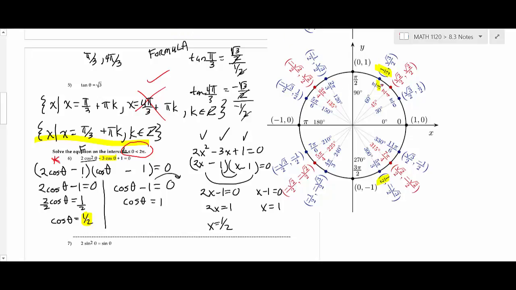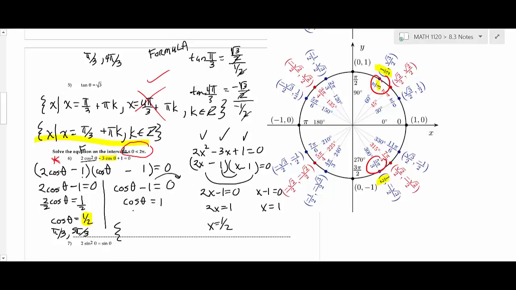So that means one answer is pi over 3, the other answer is 5 pi over 3. Okay, so as I put this together, this is going to give pi over 3 and 5 pi over 3. Those are the 2 answers there, okay? All right, now how about the cosine theta equals 1?